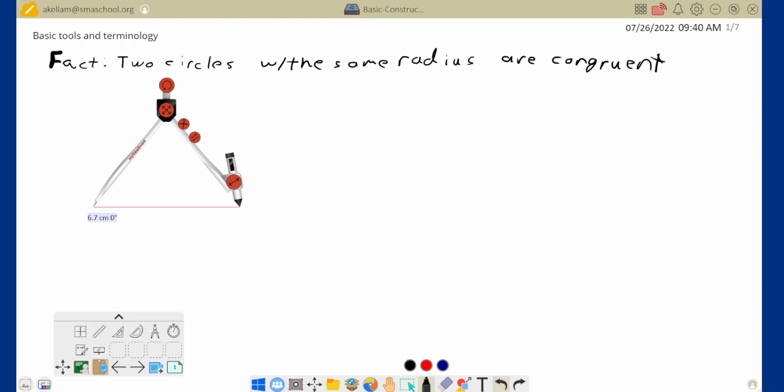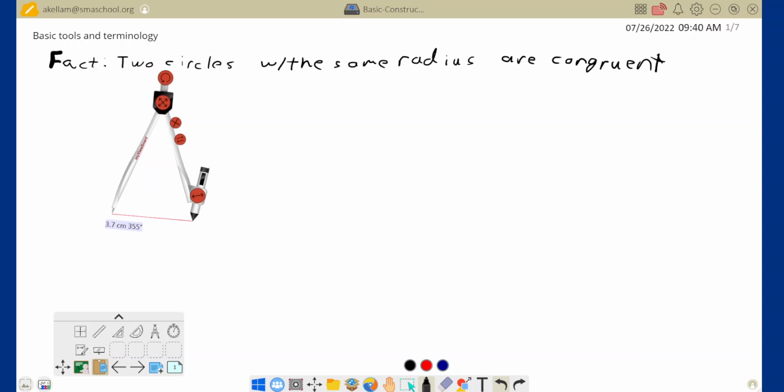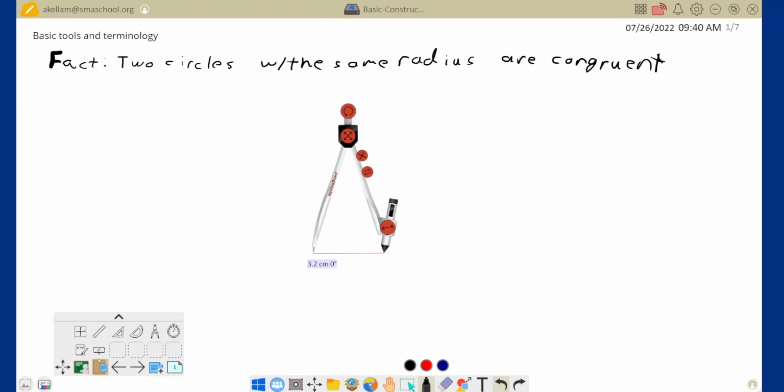Now, the tool that we use to draw circles is a compass. They come in many different looks. This is the one that this program uses. It has this information at the bottom, which really is not needed. It's just, because it's a computer, giving us the additional information of the actual length of the radius. But this red line right here represents the radius.